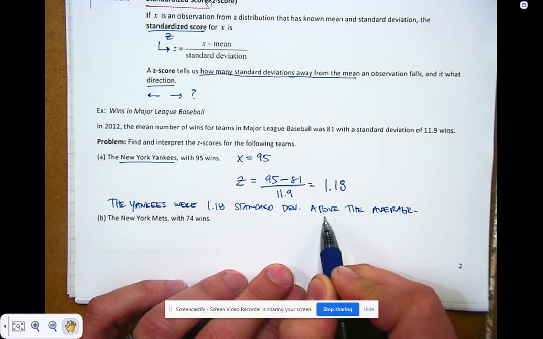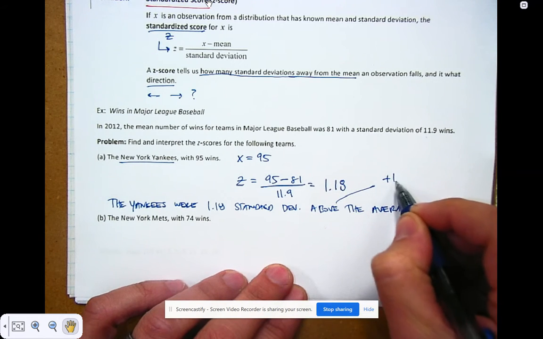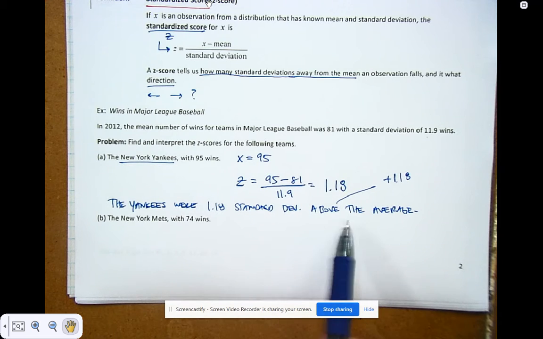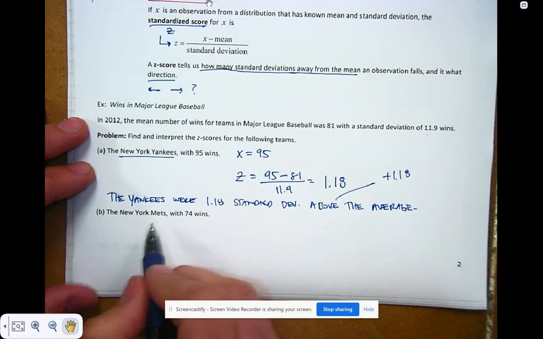How do I know above? Above, it's because it was positive 1.18, right? If it was negative, we would switch this word to be below. Okay? All right, well, now let's check the Mets.